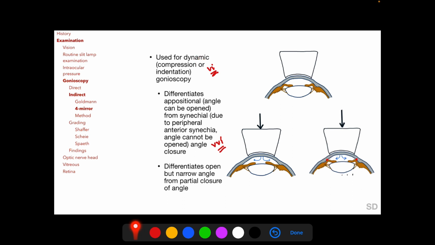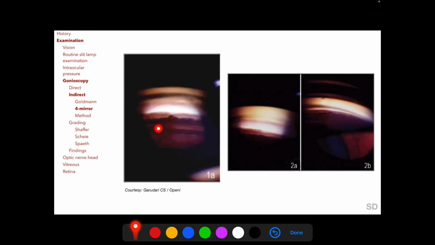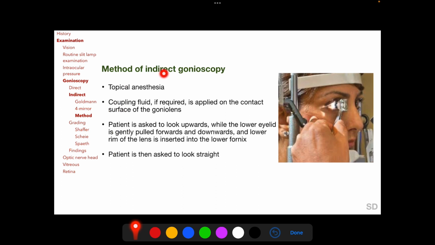Dynamic gonioscopy can also differentiate open but narrow angle from partial closure of angle, as we will discuss in a subsequent session. So this photograph shows contact between a segment of the peripheral iris and the angle, and this photograph of the same eye demonstrates that on application of pressure with a Sussman lens, which is a 4-mirror gonio lens, the angle opens up in that area as the peripheral iris is pushed posteriorly by the displaced aqueous. However, this does not happen when pressure is applied with the Goldmann lens, and the contact between the peripheral iris and the angle persists.